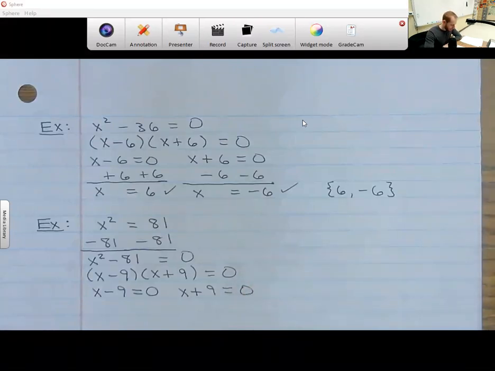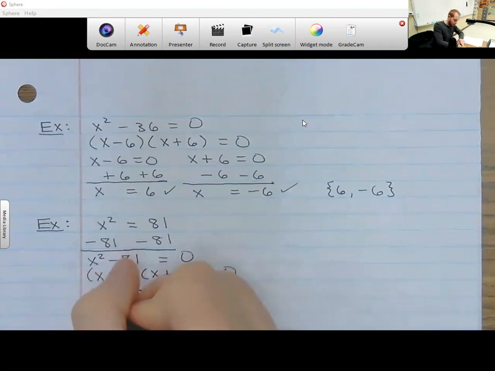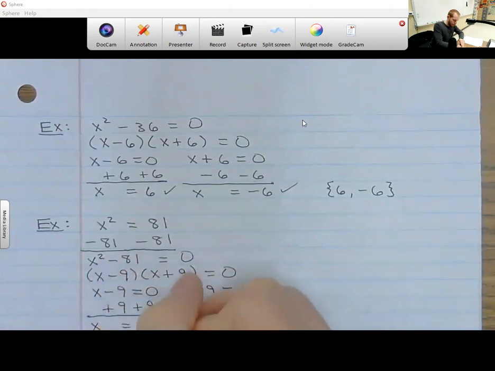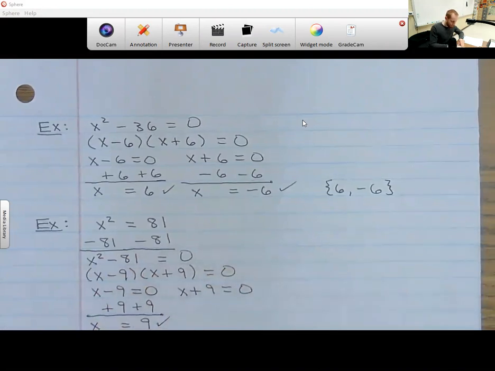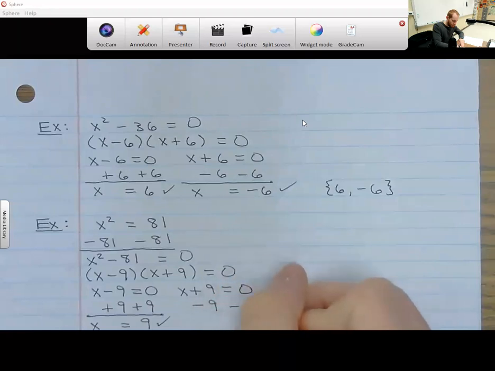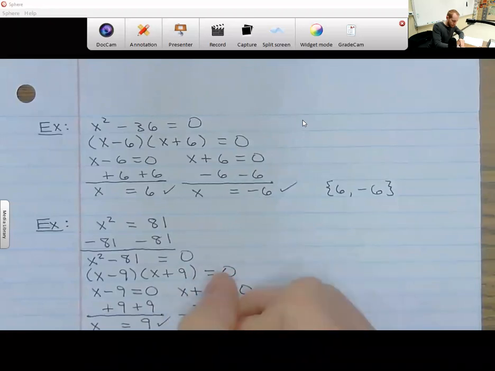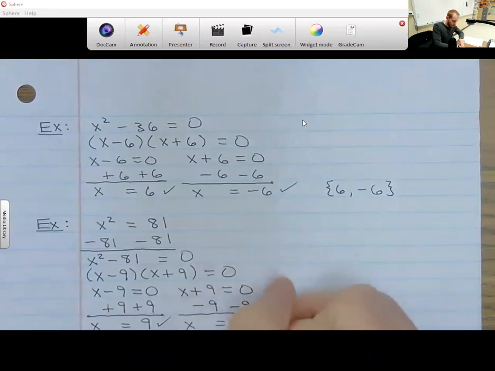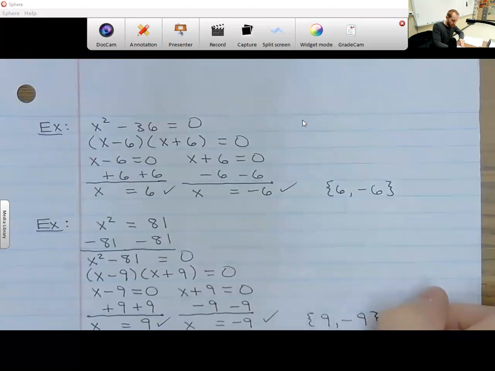Okay, so for the first one, I'm going to add 9 to both sides. And you're going to get x equals positive 9. Over here, I'm going to subtract 9 from both sides. And you're going to get x equals negative 9. So those are going to be the two numbers that I'm going to put in my solution set. Done.